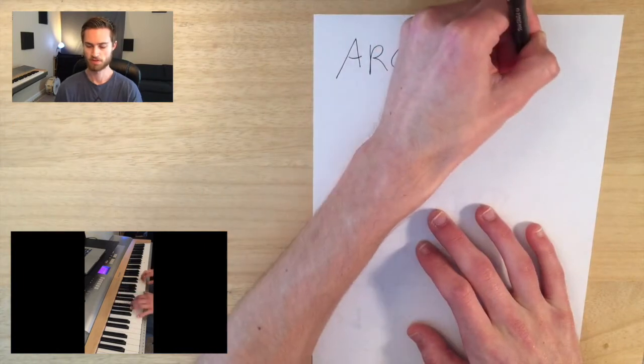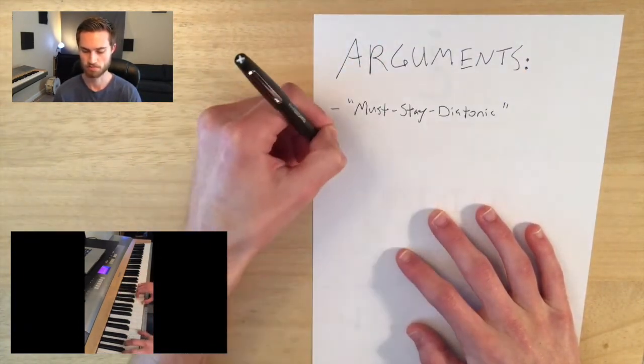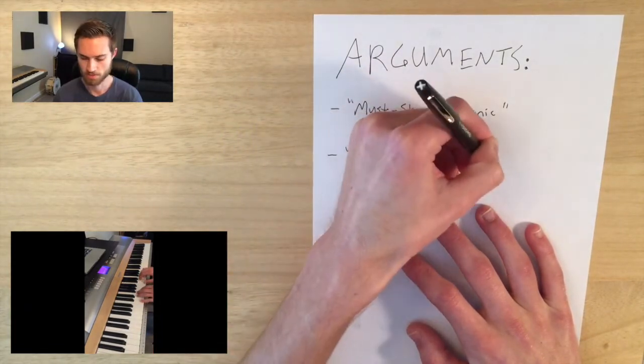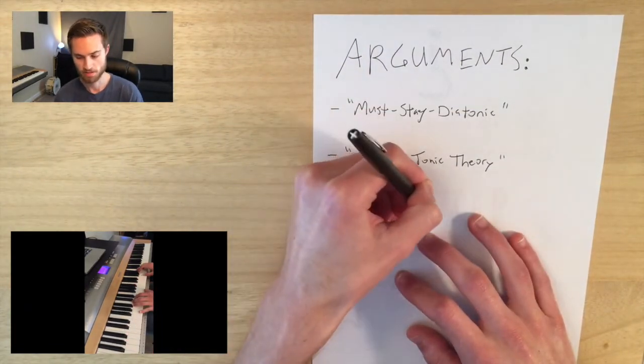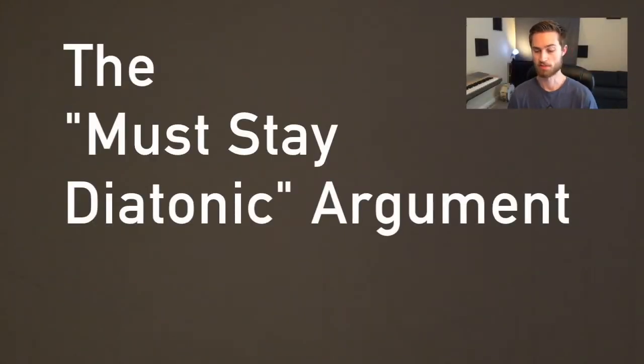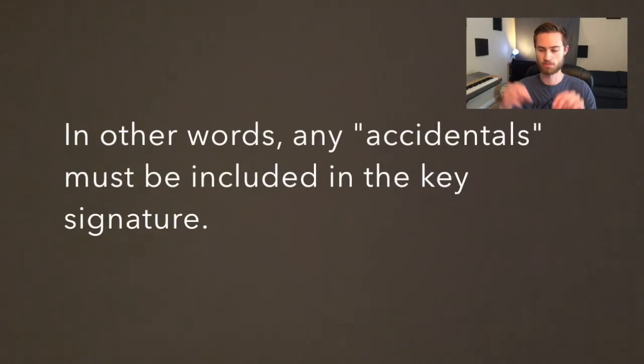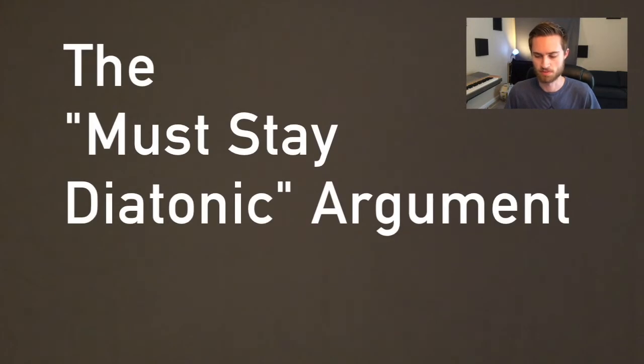I'm going to demonstrate a few different arguments for different key labelings on the song, starting with what I call the Must-Stay-Diatonic argument. From there, we'll take a look at the Implied Tonic Theory and the Modal Theory. So let's get started. I call this first argument the Must-Stay-Diatonic argument because it basically states that whatever key we pick for the progression must directly allow for these exact chords. Now, this is not an official music theory argument. This is rather an argument I hear people present when speaking of these types of chord progressions. I think it makes sense to a lot of people, which is why I'm including it here.